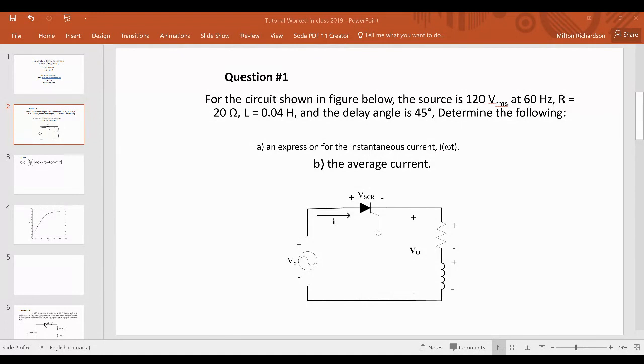Sir, we should work in radians. Yes, it's best if you work in radians.